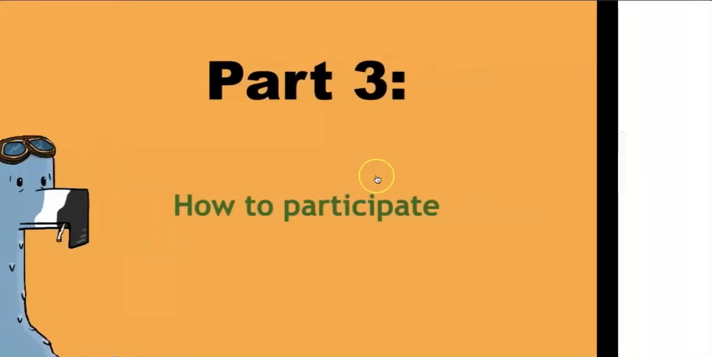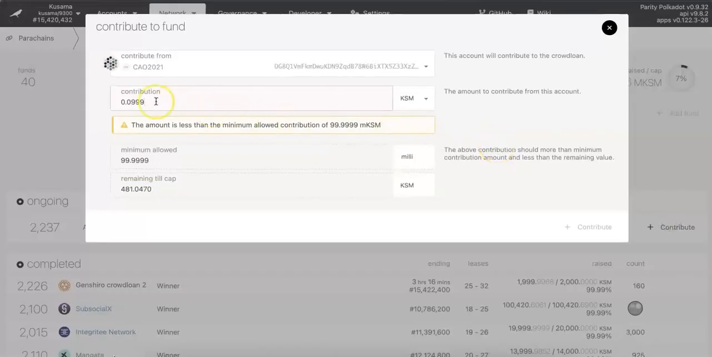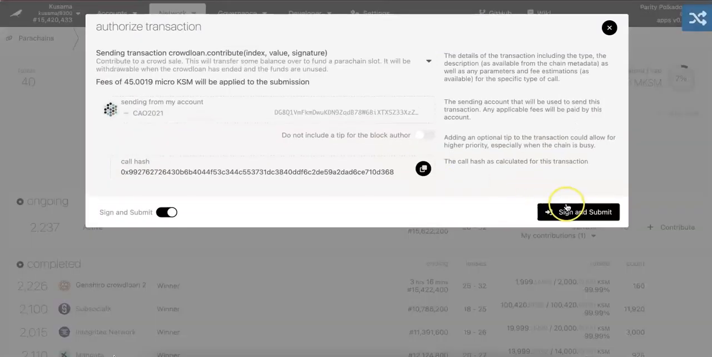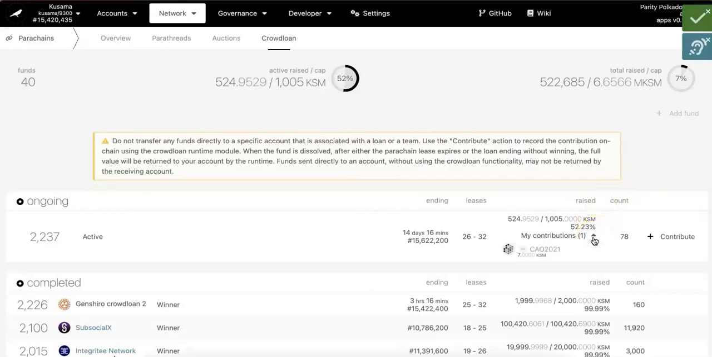Now part 3, how to participate. You can directly go to your JS wallet, click contribute, and put in the amount of KSM you want to contribute. Put in your password, and below you can check your contribution. So I already contributed 7 KSM right now.